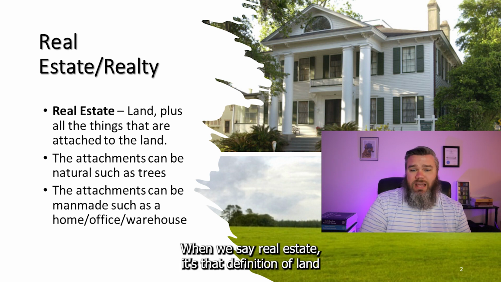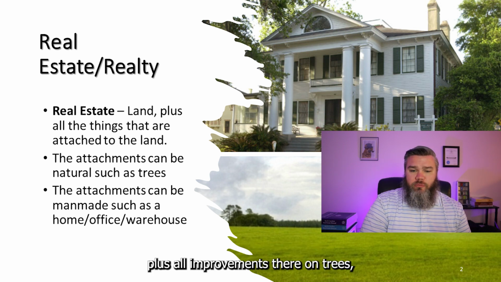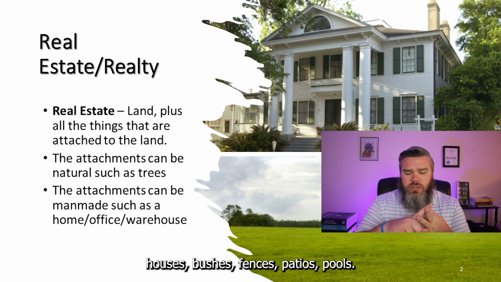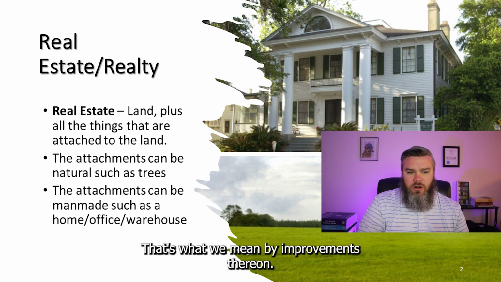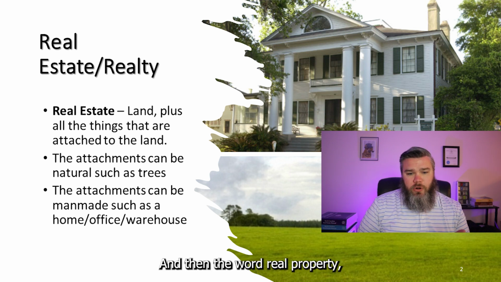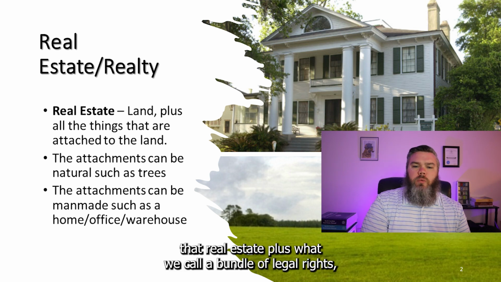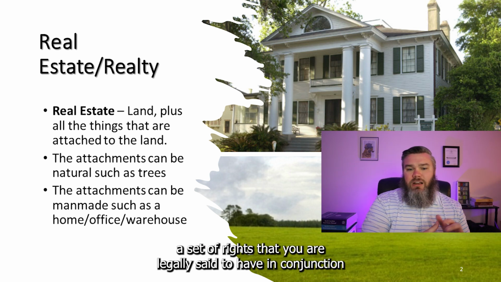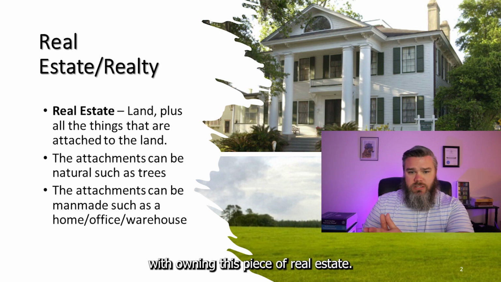When we say real estate, it's that definition of land plus all improvements thereon. Trees, houses, bushes, fences, patios, pools. The improvements can be man-made or natural. That's what we mean by improvements thereon. So that's the definition of real estate. And then the term real property is that real estate plus what we call a bundle of legal rights, a set of rights that you are legally said to have in conjunction with owning this piece of real estate.